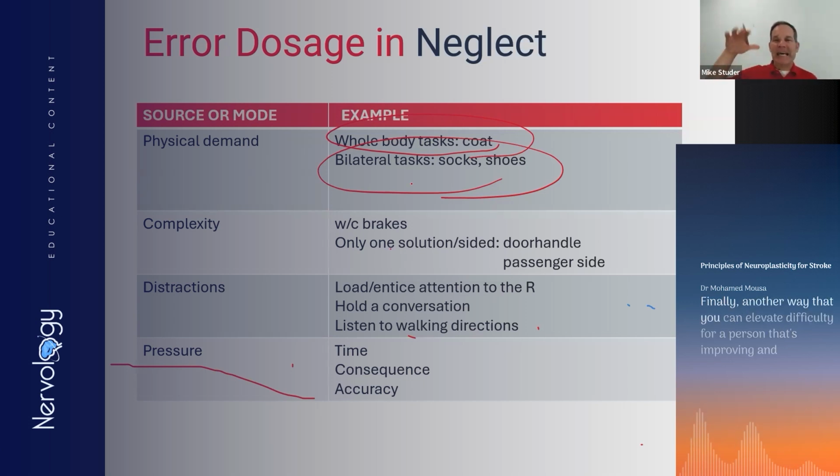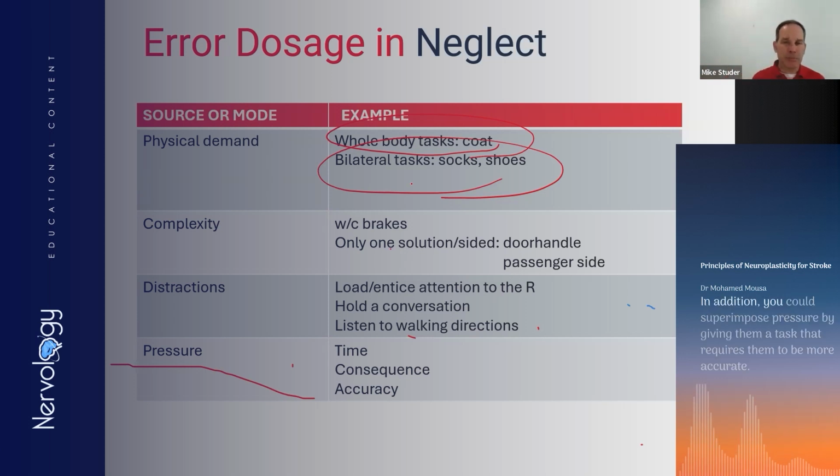Finally, another way that you can elevate difficulty for a person that's improving in neglect is by applying a command or an expectation of pressure. And that could be, how quickly can you make it to the restroom, or how quickly could you get dressed? That causes them to work harder to be more efficient. It elevates intensity and stimulates neuroplasticity.